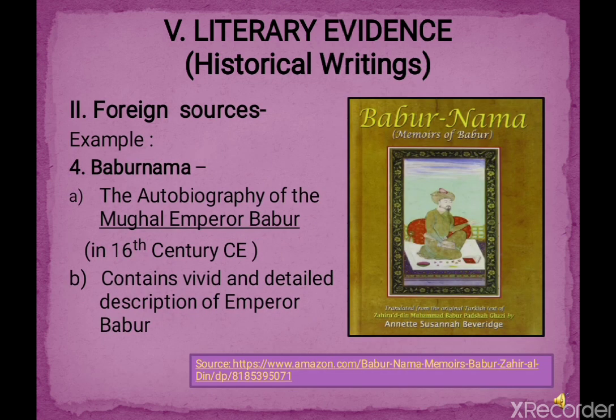Foreign source example number 4, the Babarnama. It is the autobiography of the Mughal Emperor Babur. Autobiography means the story of a person's life written by that person himself. It was written in the 16th century CE. It contains a vivid and detailed description of Emperor Babur.